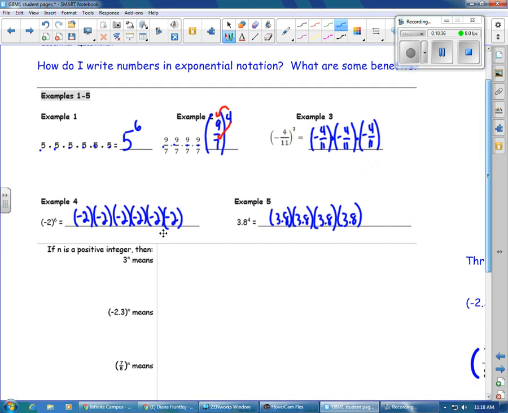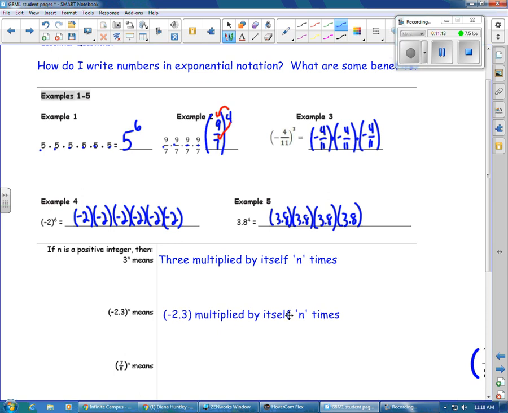So down below, if n is a positive integer, then 3 raised to the nth power means 3 multiplied by itself n times, whatever n is. And they're either going to give us n or we're going to have to solve and figure out what n is. Like if this was an equation and it said 3 to the n equals 9, then I could solve for what exponent n would be. Negative 2 to the n means, again, negative 2 is going to be in parentheses, multiplied by itself n times, whatever n comes out to be.